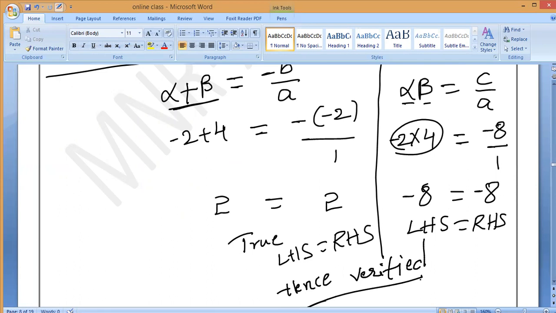So questions from this used to come in the exam. They will ask you to find the alpha value, or to find the beta value, by giving a given equation. Is it possible or not? Suppose they give you the equation and they give you beta. Can you find alpha or not? Yes, sir. That is the importance of this.